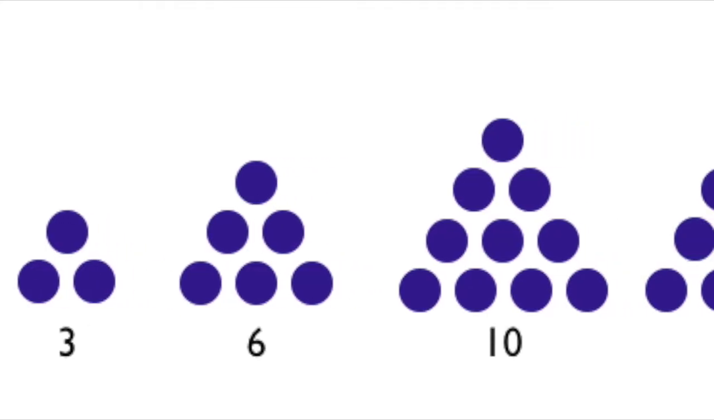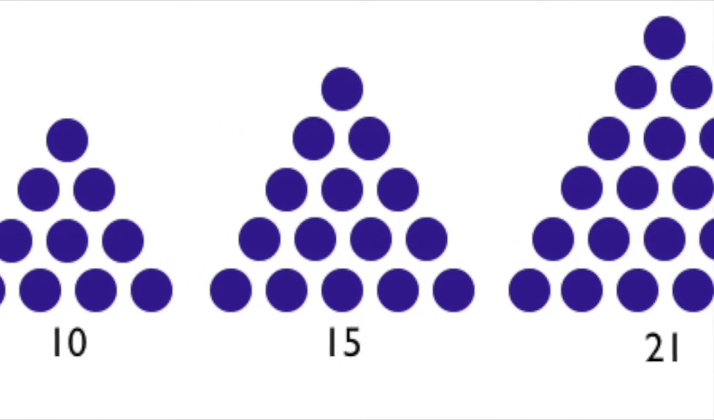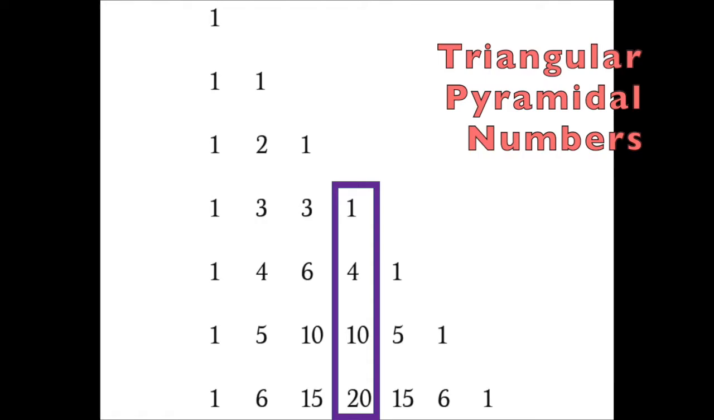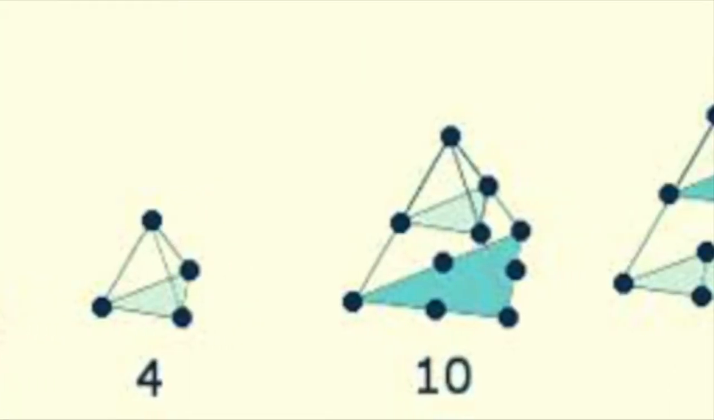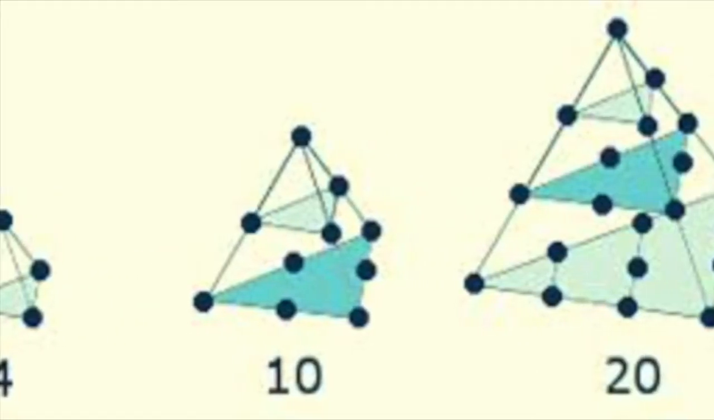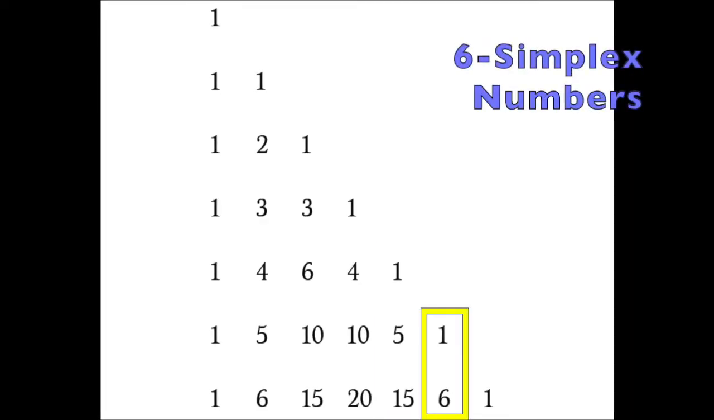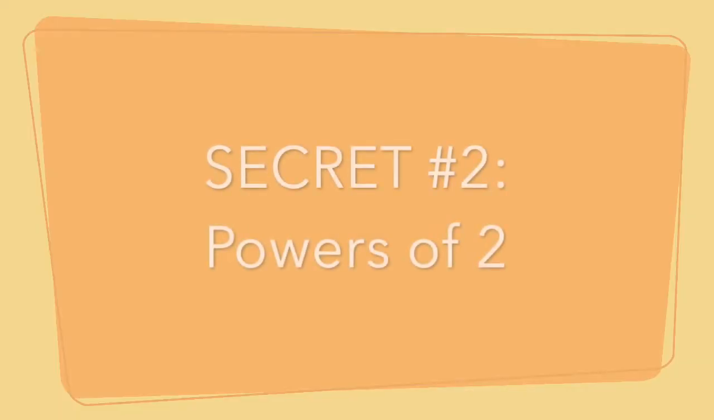These can be thought of as the number of dots needed to make varying sizes of triangles. Similarly, the fourth column is the tetrahedral numbers, or triangular pyramidal numbers. These can be thought of as the number of dots needed to make the pyramids with triangle bases. The next column is the 5 simplex numbers, followed by the 6 simplex numbers, and so on.